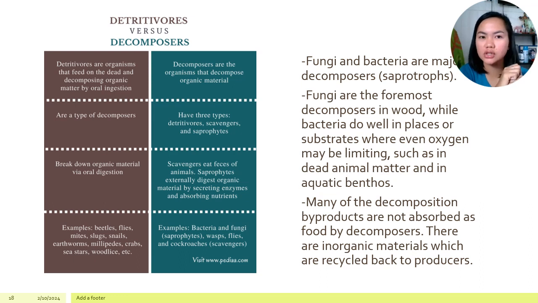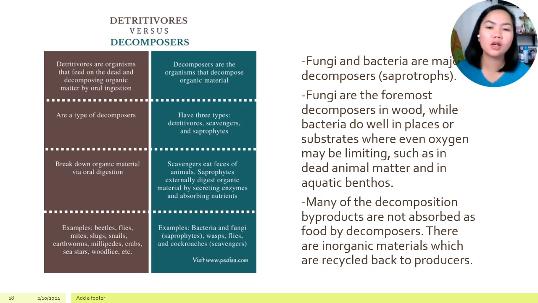Now, scavengers are also a type of decomposers. These are easy for us to recognize because they are decomposers that eat feces or manure. So, examples for this are cockroaches, flies, and wasps. Those are examples of scavengers. They further break down the feces. So yeah, those are decomposers.